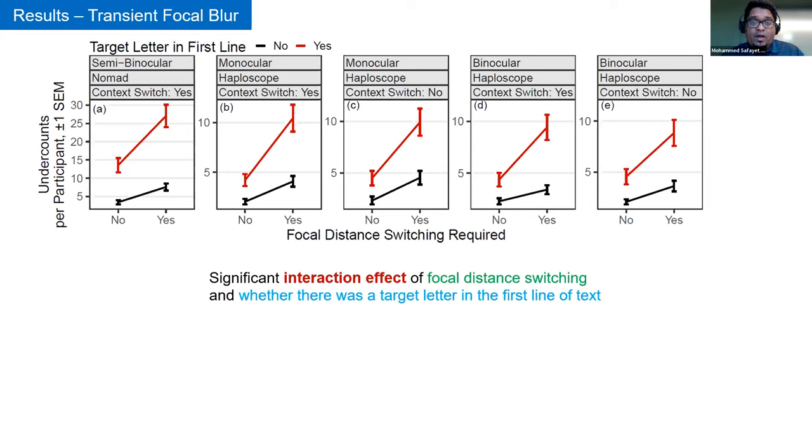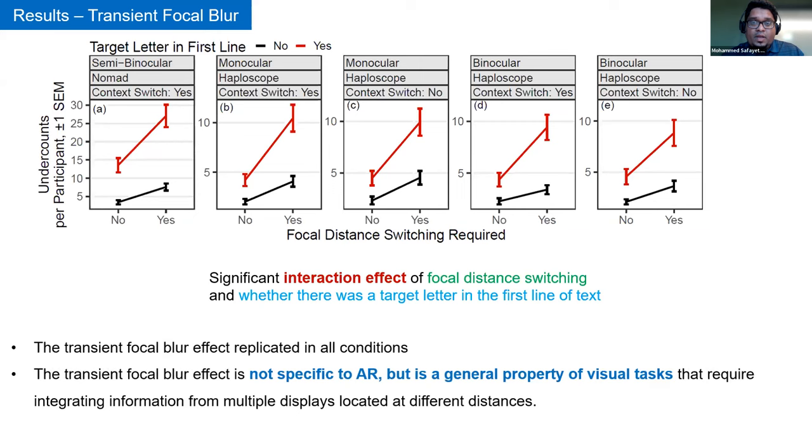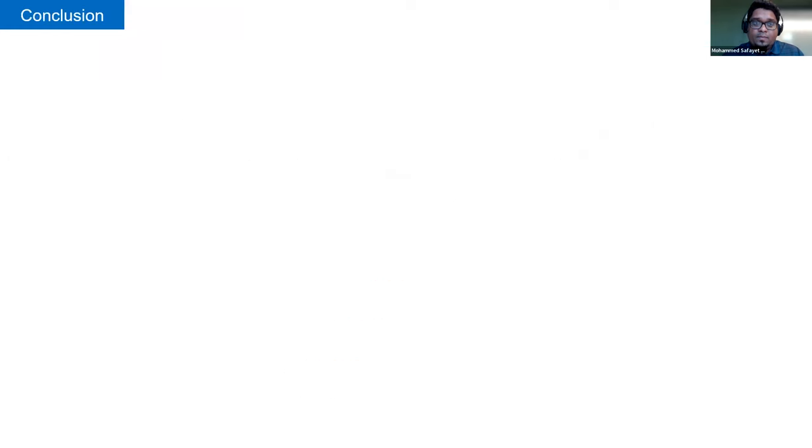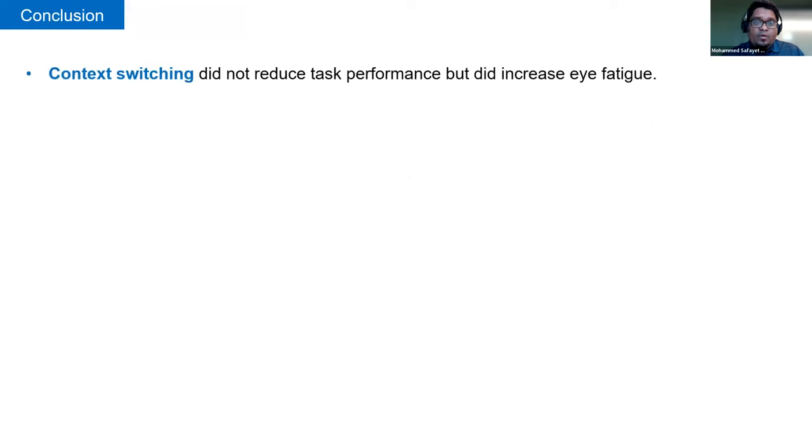An interesting fact is that we found this effect across all the conditions of the experiment, which replicated the results of the previous findings. But the interesting thing is that this finding is not specific to AR. This is a general property of visual search tasks where subjects need to integrate information from two different displays. Therefore, we found that there is no context switching effect on task performance, but it did increase eye fatigue, which partially supports our hypothesis one.